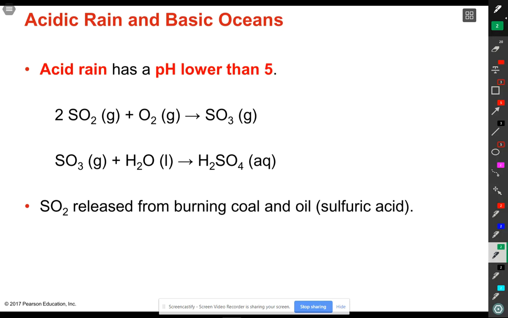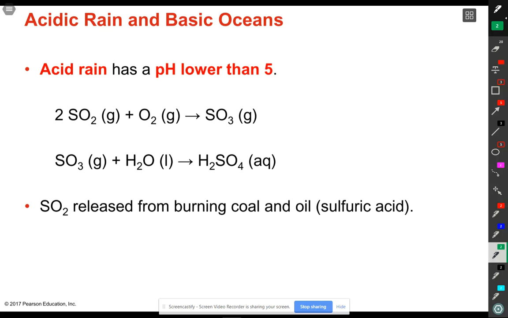Sulfuric acid is typically what you have in a car's battery. That's the acid used in the battery. Battery acid. So that's kind of bad. Now it's going to be fairly dilute, but if the pH is lower than 5, it's considered acid rain. And what is acid rain going to do to things? It will dissolve some things.